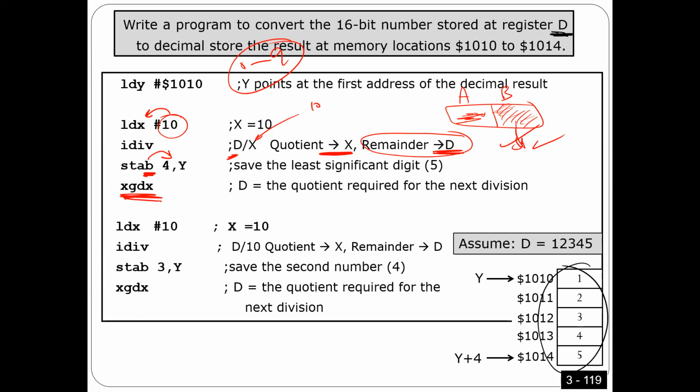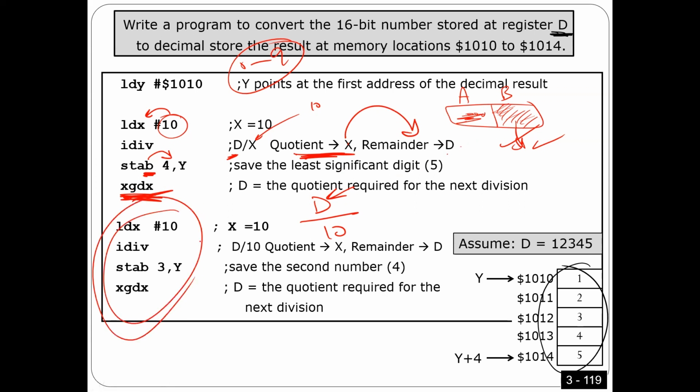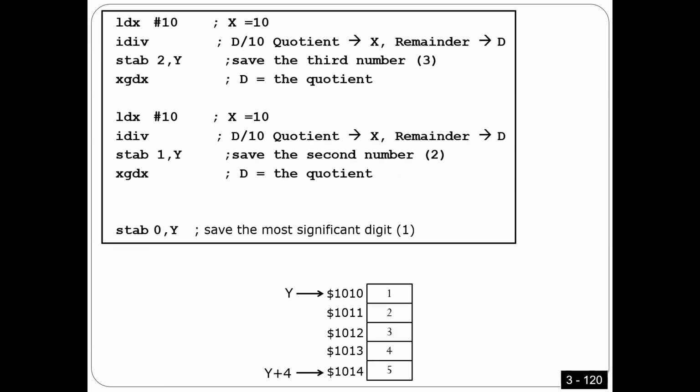After that, I exchange D with X. Why? Because I'm going to divide again by 10, and in order to divide by 10, the number you want to divide has to be in D. Here I got the quotient, which is in X. Now I have to move it to D, so I did an exchange. You can do a transfer if you want. And then I'm going to make another round of division by 10, then another round, and so on.